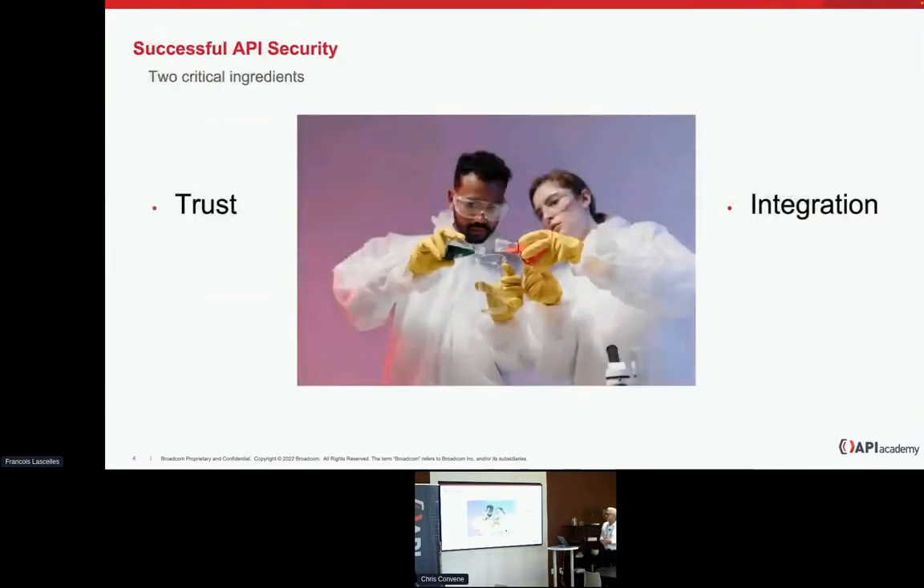So I would argue that two critical ingredients to successfully securing your APIs are trust frameworks, right? There's no security without that, and integration. They're critical ingredients, not just because you don't have successful API security without them, but also because those can be really complicated things. So I'll give you an example for each.